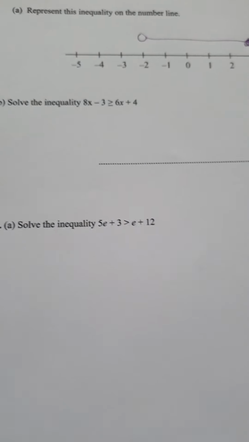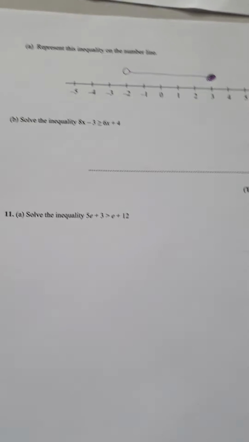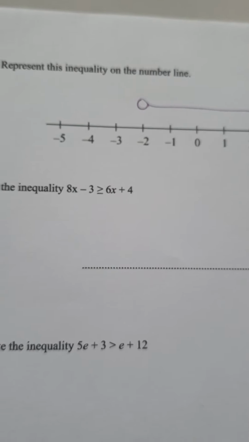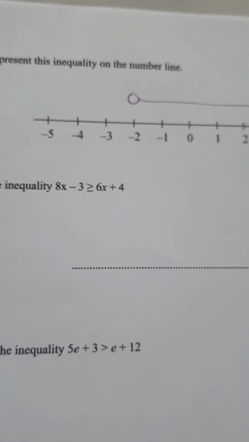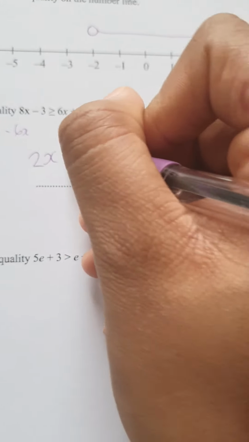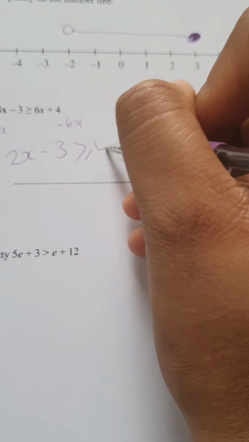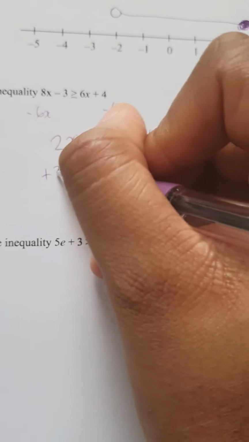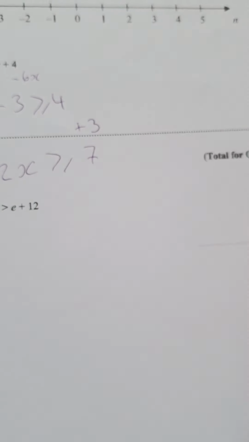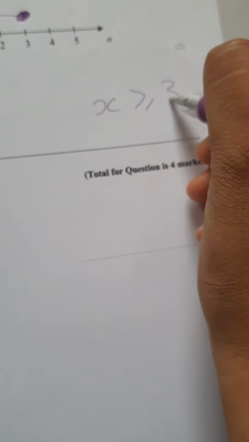And then the last two questions are solving. They're a bit harder, so I'm actually going to talk through them step by step. So it is just like solving an equation with an equal sign, but we've got an inequality sign instead. So for this first one, I'm going to take away 6x from both sides, and that will give me 2x minus 3 is greater than or equal to 4. Then I'm going to add 3 to both sides, and it's going to give me 2x is greater than or equal to 7, and that means x is greater than or equal to 3.5.